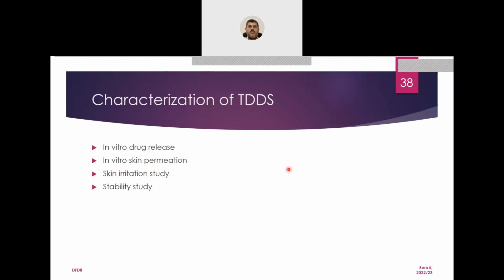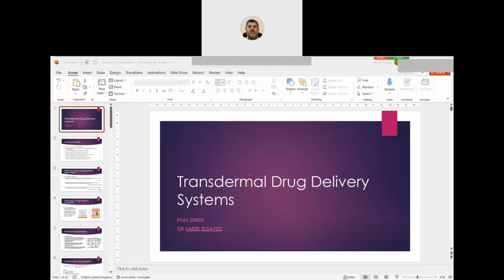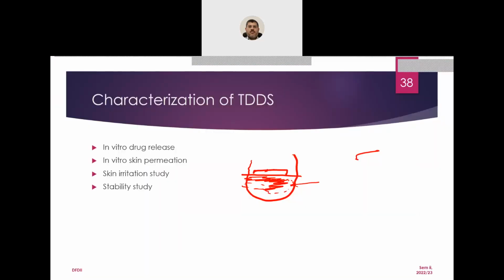As I mentioned previously, we use a device called Franz diffusion cell, where we have two compartments. We put the transdermal drug delivery system on the upper compartment. So you have the diffusion cell, you have two compartments, you put the patch on top, and then you have a diffusion medium, liquid. And then you keep taking samples from this recipient compartment. You take samples from the recipient compartment, and then you study the release of the drug over time from the patch into the recipient compartment.